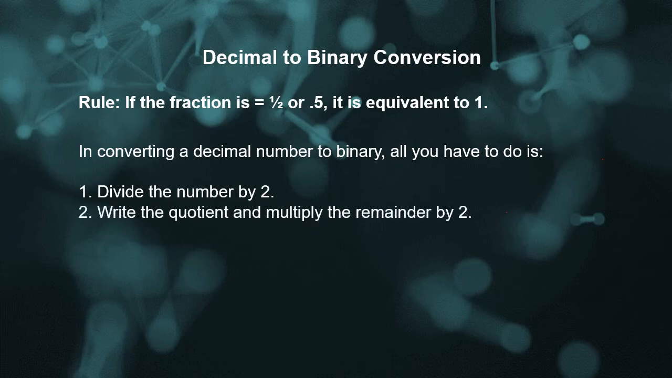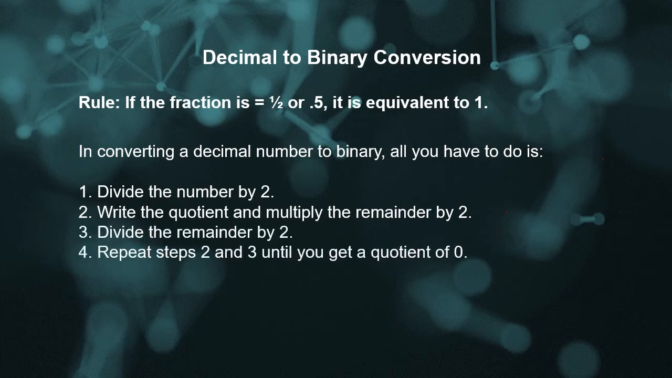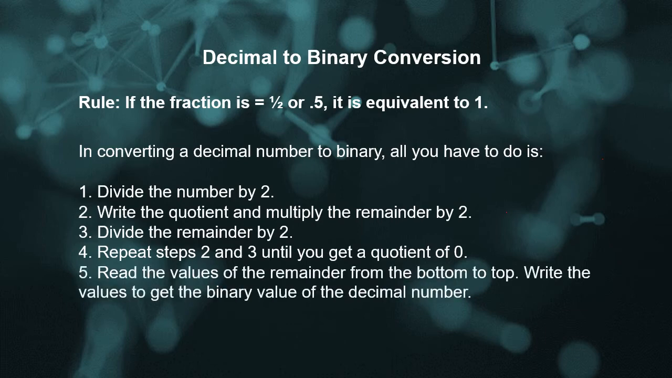Next is to write the quotient and multiply the remainders by 2. Then divide the remainder by 2. Repeat steps 2 and 3 until you get a quotient of 0. Then read the values of the remainder from the bottom to top. Write the values to get the binary value of the decimal number.